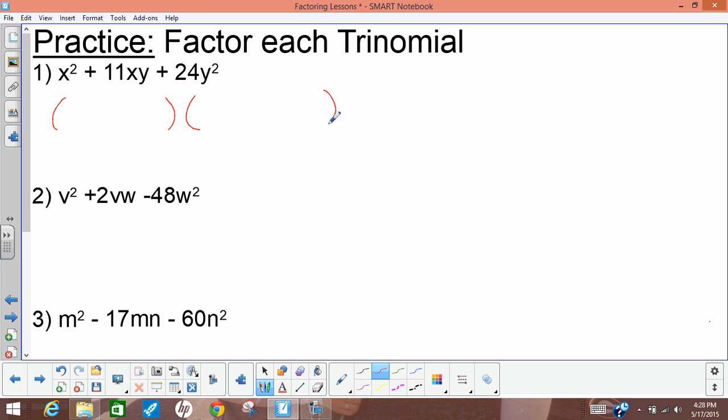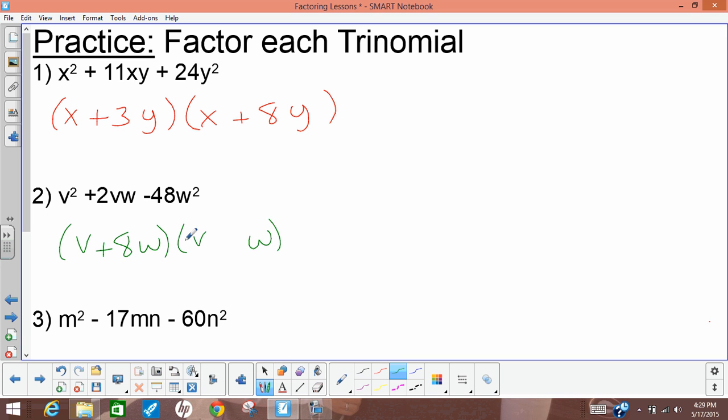So we can start each of these with an x at the beginning and a y at the end. And then the two numbers that multiply to be 24 and add to be 11 are plus 3 and plus 8. Here we'll start with a v and end with a w. The two numbers that multiply to be negative 48 and add to be positive 2 are plus 8 and minus 6.